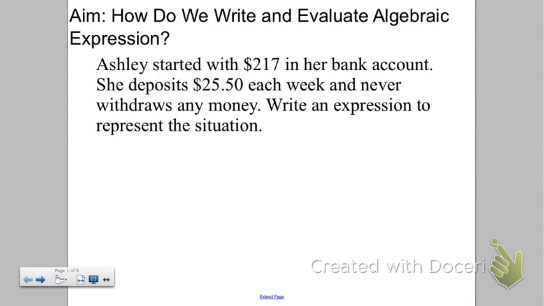Today's lesson is on how do we write and evaluate algebraic expressions. Ashley started with $217 in her bank account. She deposits $25.50 each week and never withdraws any money. Write an expression to represent the situation. Take a second to copy down the question.